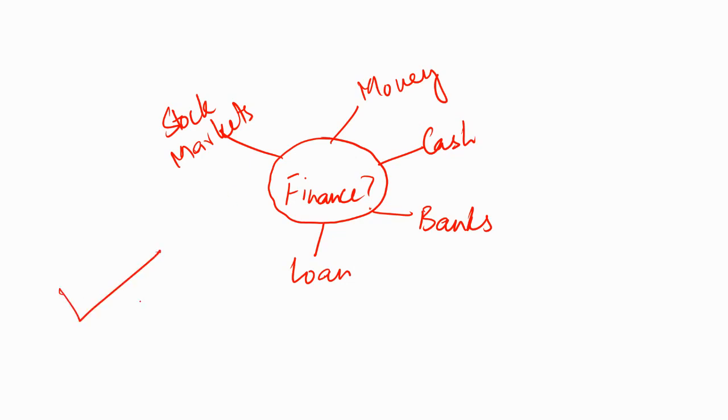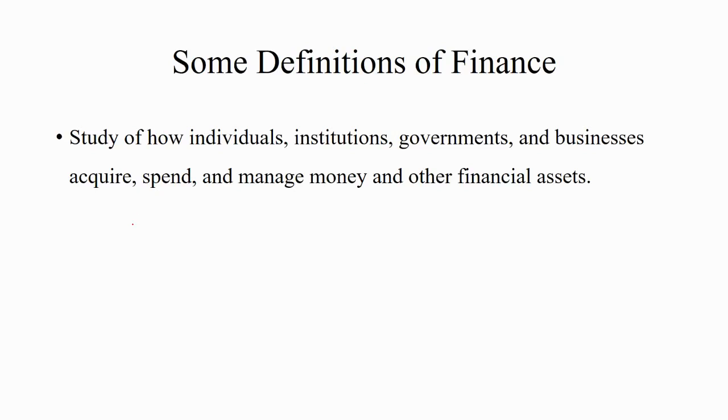But to give some respect to finance, we need to define it a bit more formally. So let's have a few definitions of finance, which are very simple to grasp. Finance is the study of how individuals, institutions, governments, and businesses acquire, spend, and manage money and other financial assets. So, every activity done by these entities, which has some financial implication, that makes finance.